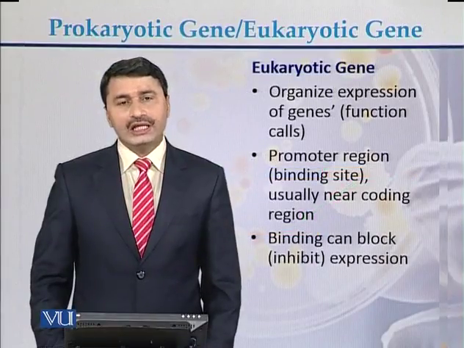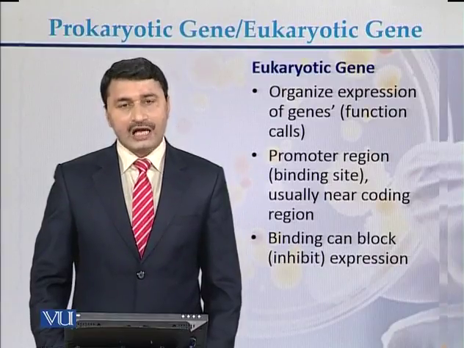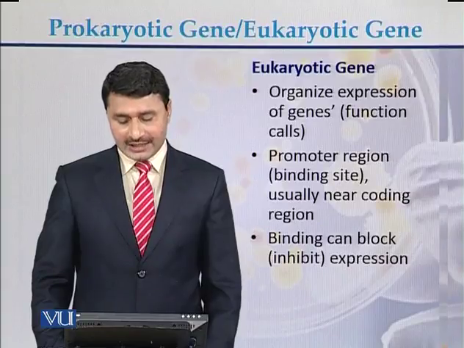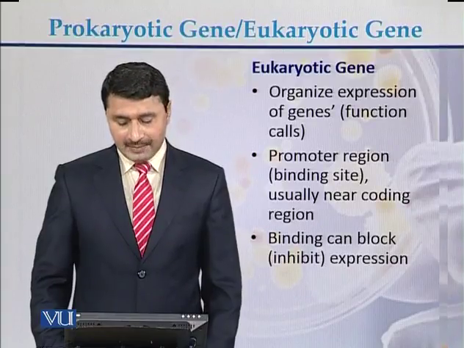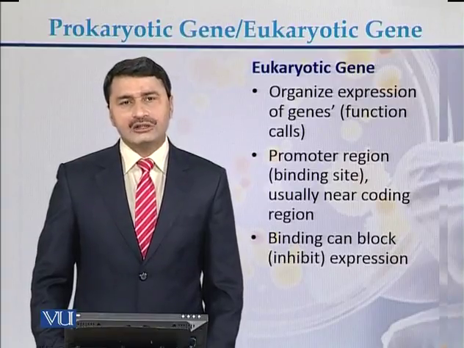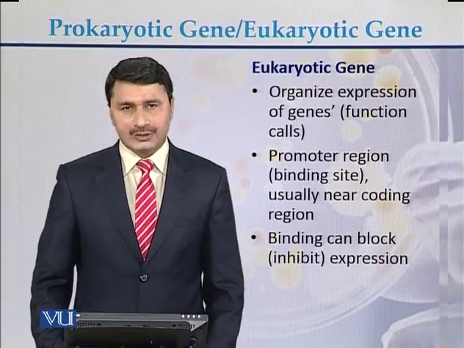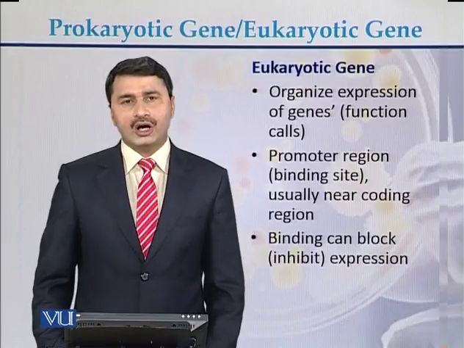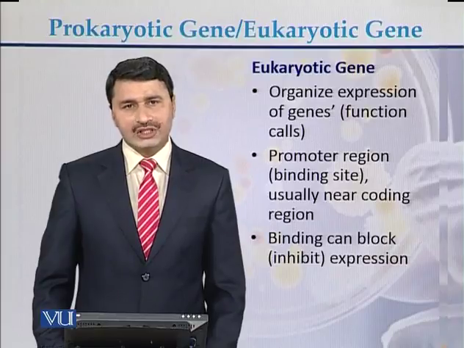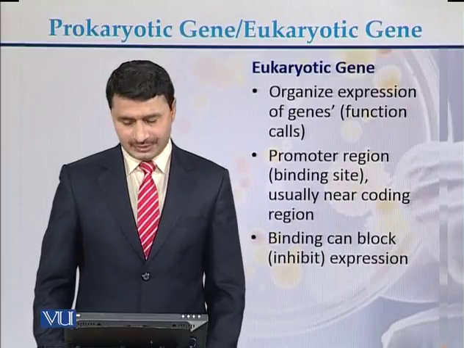Eukaryotic genes usually have organized expression. Promoter sequences are the promoter regions. They have binding sites near the coding region, and binding can block or inhibit the expression. And there are sequences near the binding site that sometimes enhance the expression. Those molecules are called silencers and enhancers. If they enhance the expression, they are called enhancers, and if they stop the expression, they are called silencers.